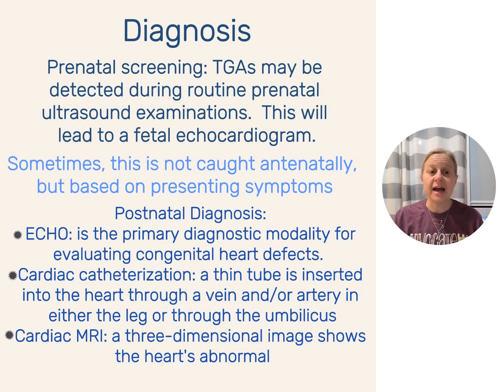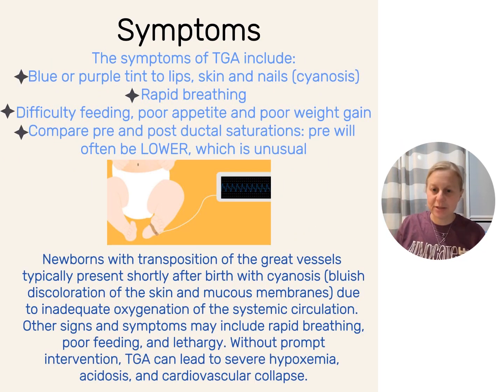They may need a cardiac cath to go in and see what we're seeing in there, and then a cardiac MRI with a 3D image that shows the heart's abnormalities. Again, the echo is going to be the gold standard, but we're going to get that because of the symptoms the baby is exhibiting. So that is going to be a blue or purple tint to the lips, the skin, the nails, some cyanosis, rapid breathing.